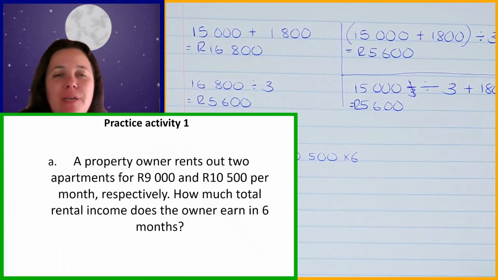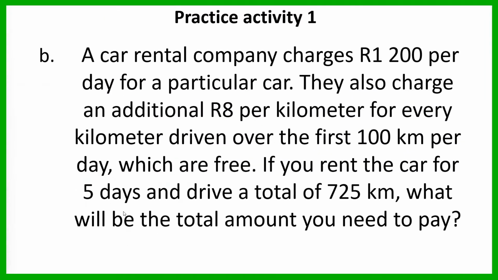Now let's go on to question B. In question B, a car rental company charges 1,200 Rand per day for a particular car. They also charge an additional 8 Rand per kilometer for every kilometer driven over the first 100 kilometers per day, which are free. So basically, you're allowed 100 kilometers per day for free, and then any extra kilometers after that, you have to pay 8 Rand per kilometer. If you rent the car for 5 days and drive a total of 725 kilometers, what will be the total amount you need to pay? I'm going to give you 1 minute to work this one out as well.